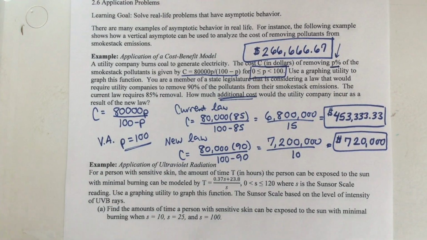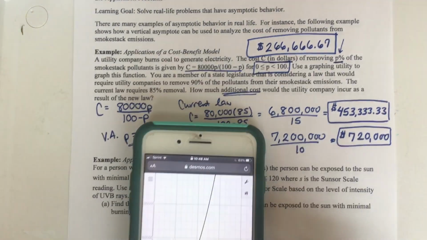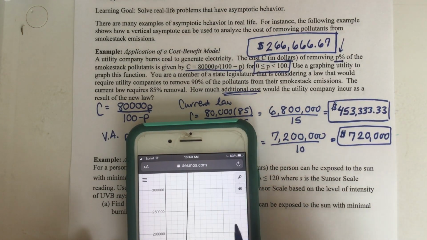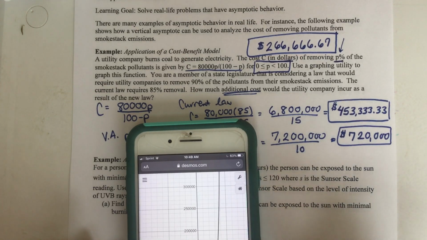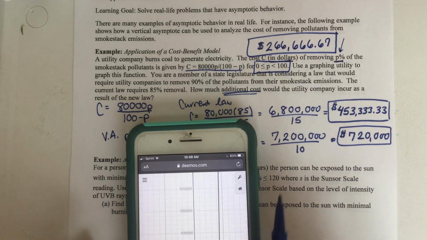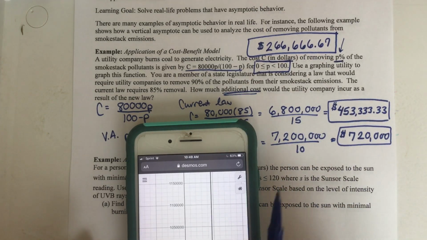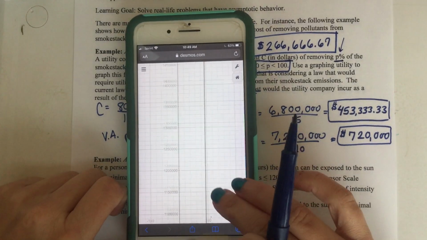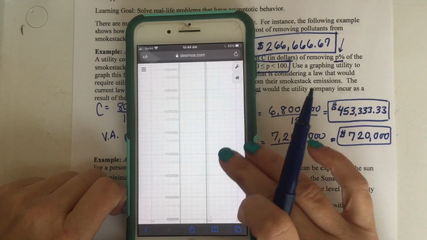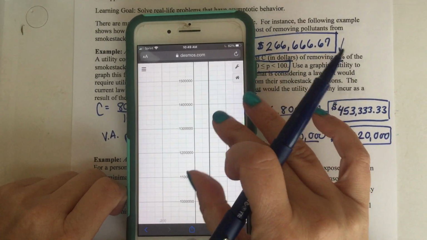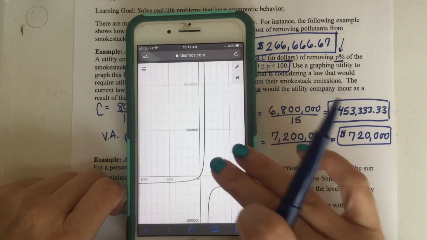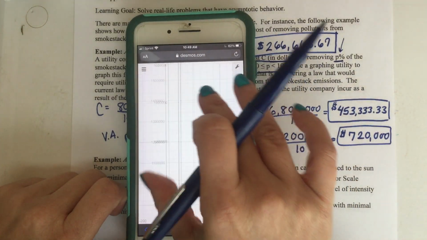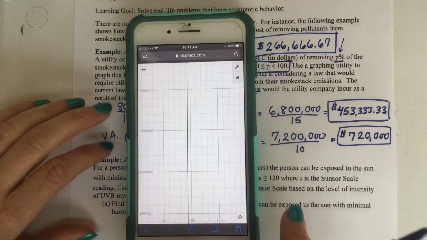So if I go back and look at this graph, if I zoom out, you'll notice here's my 100% right here. Okay, so I'm just going to point that out. Your graph gets closer and closer to it, but it will never actually reach it because it's impossible to remove 100% of the pollution. So it is definitely an asymptote. Here's that 100. It gets close to it, but when you zoom in, you'll notice it doesn't actually touch it.